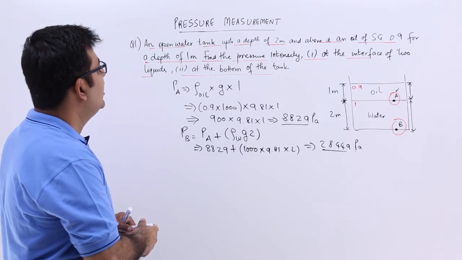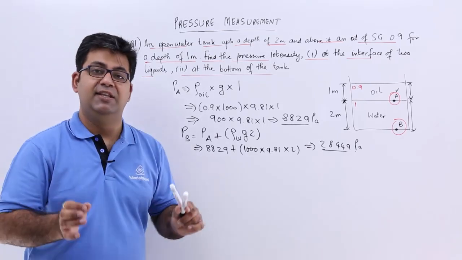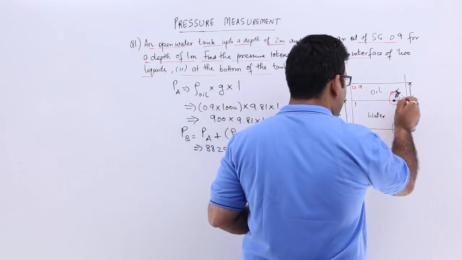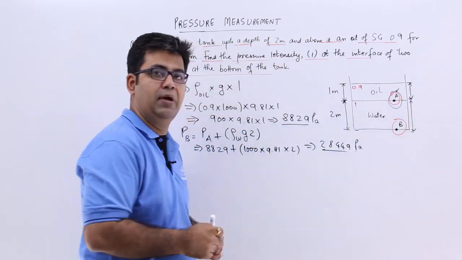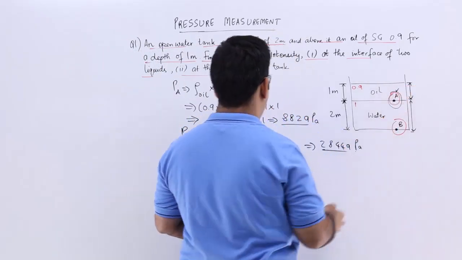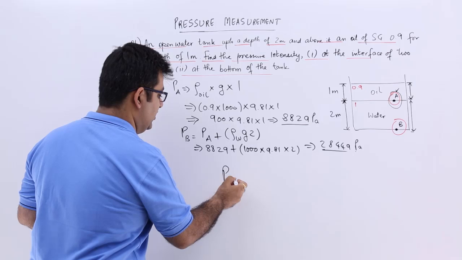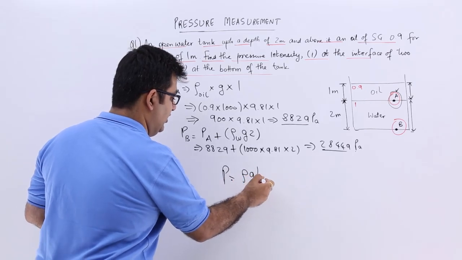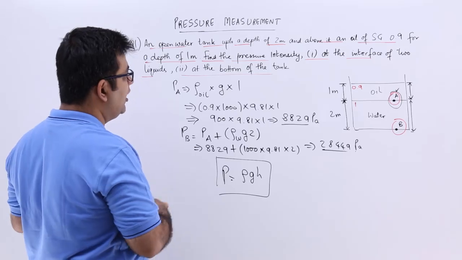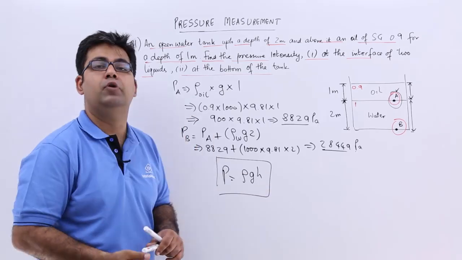So this is how you look at a question, which is very easy. The point to understand over here is that you have to recognize the point where the pressure has to be found out, and always take the liquid column above that and use the formula, which is rho g into h. I hope you understood this. Now let's move on to question number 2.